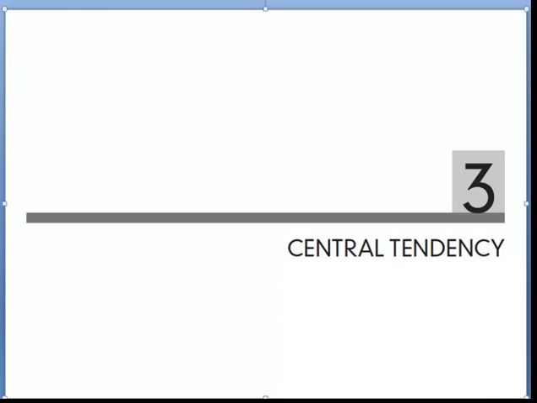Chapter 3 is about central tendency and the three main measures of central tendency: the mode, the median, and the mean.